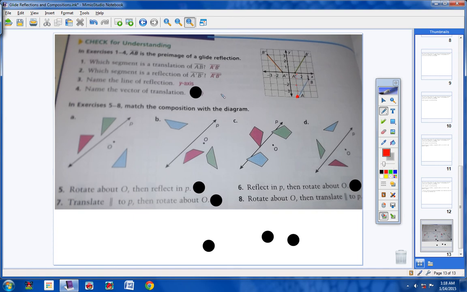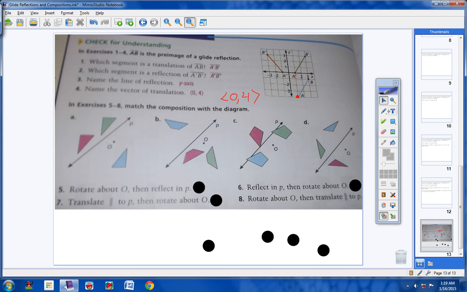So the vector of translation would be 0, because you did not go to the left and the right at all, and you went up 4. So 0, 4 would be the vector, the translation vector, or the vector of translation. Okay. Now 5 through 8 are pretty difficult, so please take some good notes.